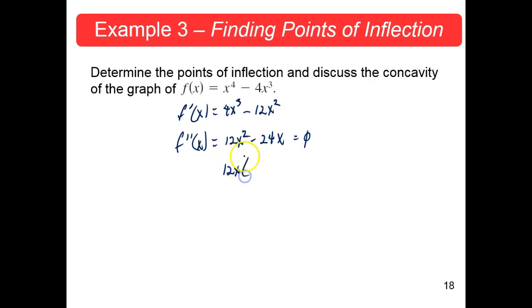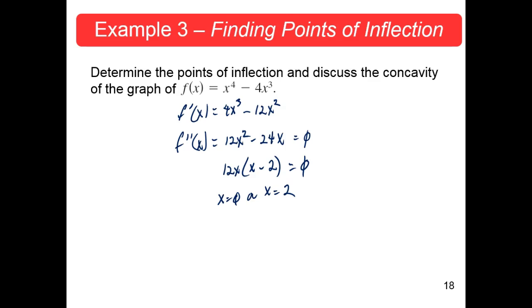12x times x minus 2 equals 0. Now what does that tell us? Where would that be equal to 0? Either at x equals 0 or x equals 2. Okay? Those are our two candidates to be points of inflection. Doesn't guarantee they will be, but those are two candidates that might be points of inflection.